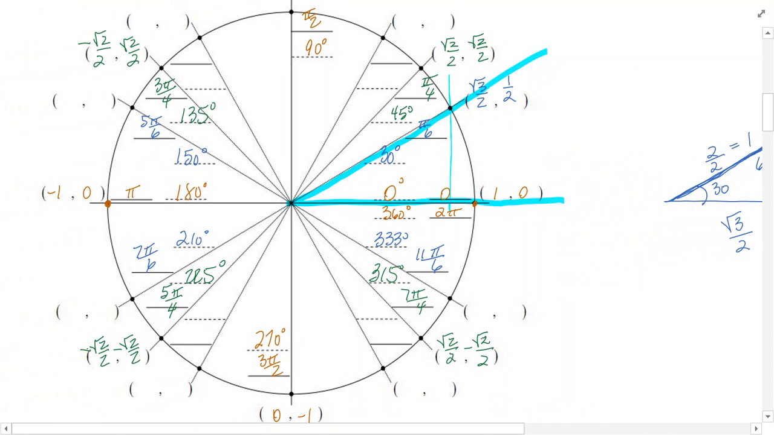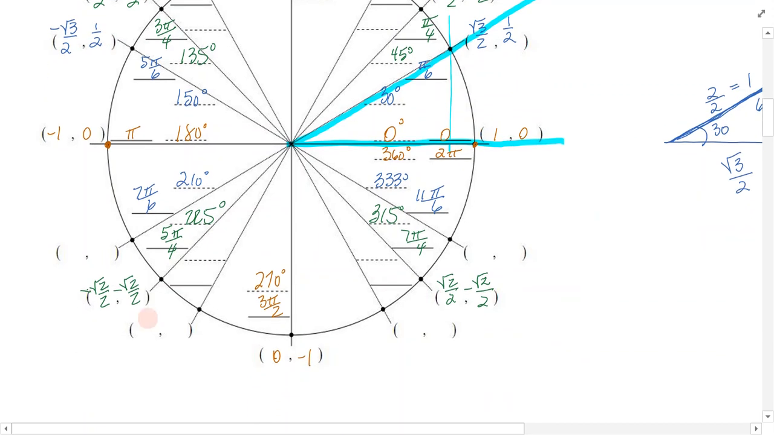That doesn't change, because whatever reference angle or acute triangle I've created in the other parts of the unit circle, it doesn't change how far I'm moving in the x direction or how far I move in the y direction. The only thing that changes is the positive and negative sign. So if I'm in the second quadrant, x has to be negative: negative square root of 3 over 2 and positive 1/2.